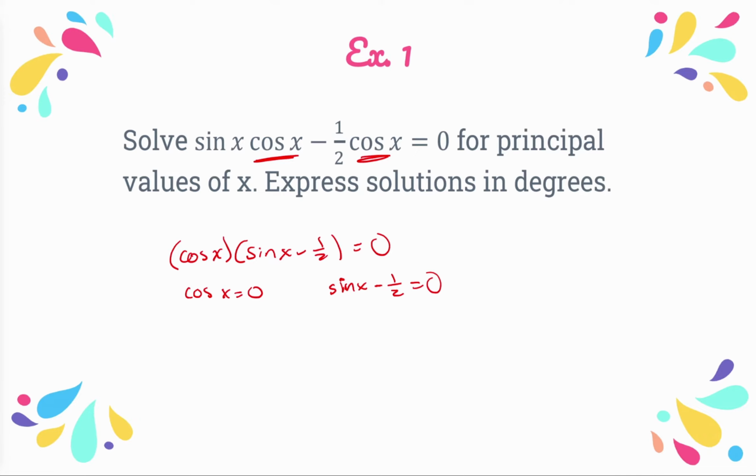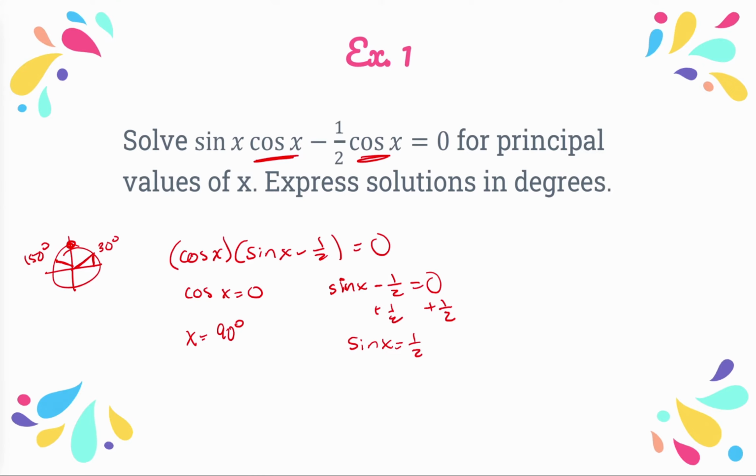So where does cosine x equal 0 on your unit circle? That's going to be at 90 degrees. And then add 1/2 to both sides. Sine x equals 1/2. Where does sine x equal 1/2? It equals 1/2 at 30 degrees and also at 150 degrees.